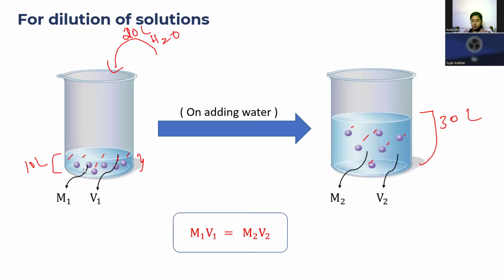To understand this, we will solve some questions. Now I will solve one question from the molarity concept. For dilution of solution, M1 V1 is equal to M2 V2. Write this down. V1 is the initial volume and V2 is the final volume.